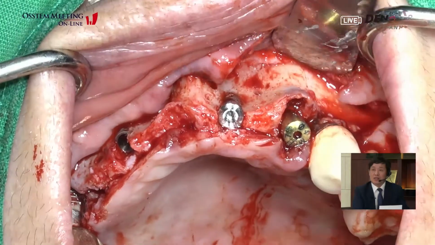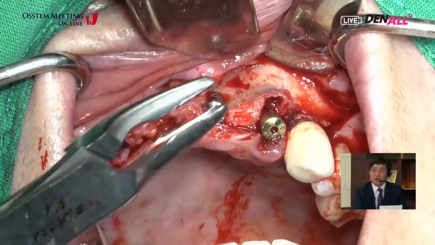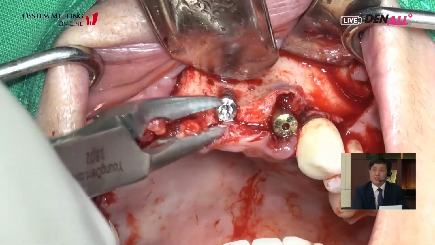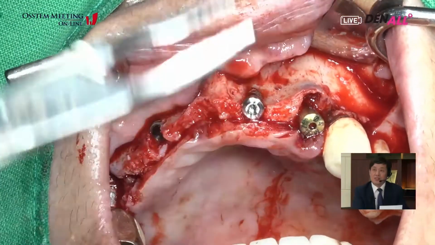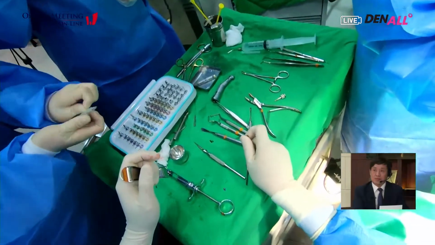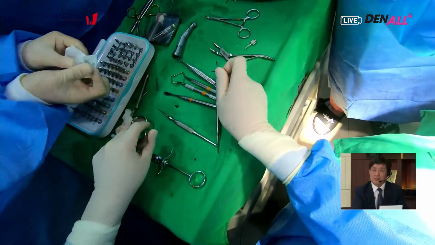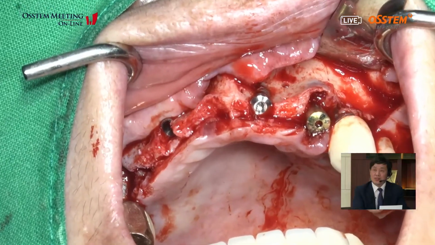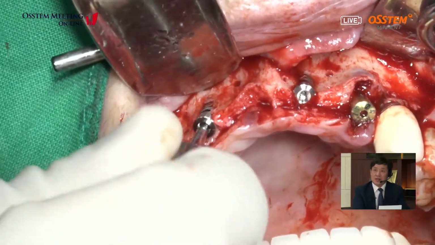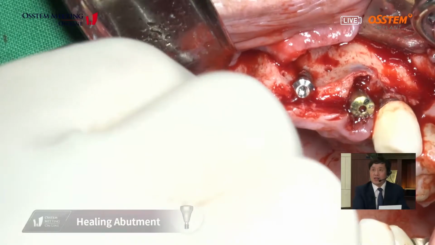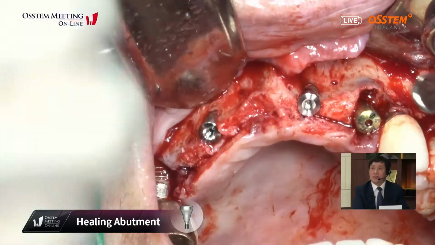And for the 21 implant, one more anchor in the right canine. Yeah, in the right canine area, he connected the anchor. Also, the anchor height is 3 millimeters. Okay.